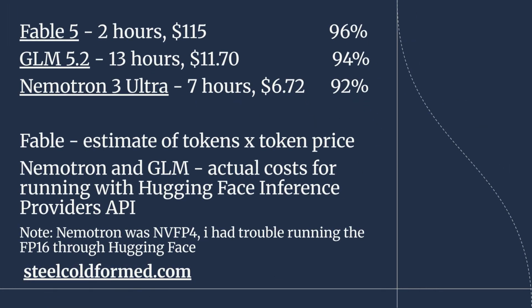As mentioned, Fable 5 completed this task in a previous video, and the results are compared with the open source models here. Notably, Fable 5 had the highest accuracy and the fastest compute time, however was about 10 times more expensive. GLM 5.2 had slightly less accuracy, however was very slow to complete the 168 designs. Nemotron 3 took 7 hours, was the cheapest by far, however had the lowest accuracy and also had the most bad misses. Note that Nemotron 3 NVFP4 was used, and FP16 may have done slightly better, however I had problems running this version via Hugging Face.